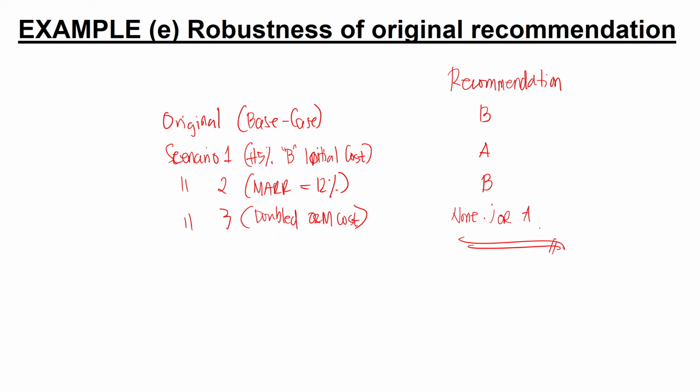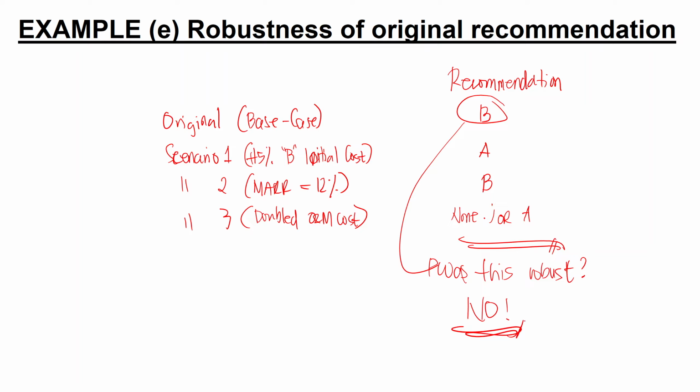And the question here is, was the original recommendation robust? And the answer is no. Why? We can see in scenario 1 and scenario 3 that our recommendation changed. It means then that our critical variables are the initial cost, and the initial cost of alternative B.